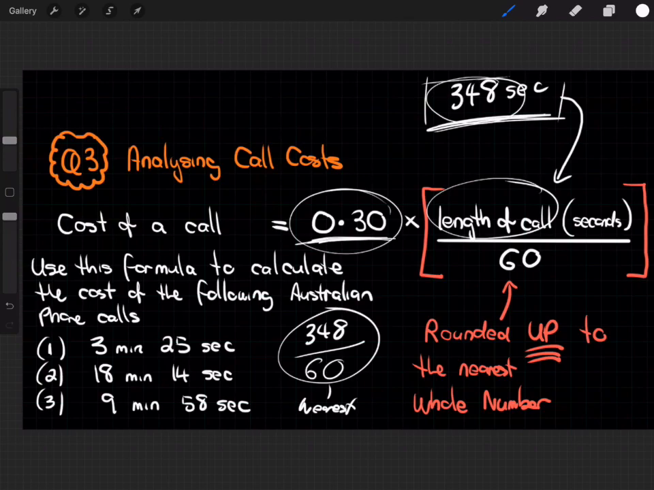So what you now need to do is work out how much would each of these phone calls cost you. One that's 3 minutes and 25 seconds, one that is 18 minutes and 14 seconds, and another one that was 9 minutes and 58 seconds. So you can use this formula to help you.